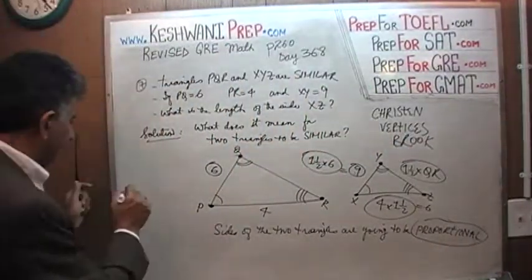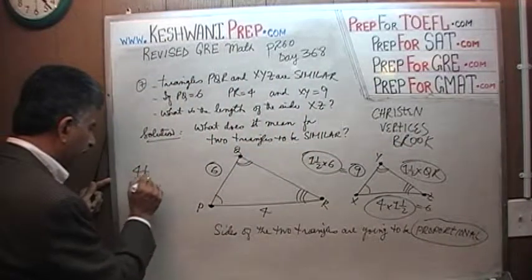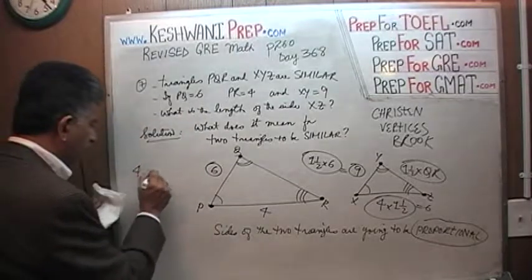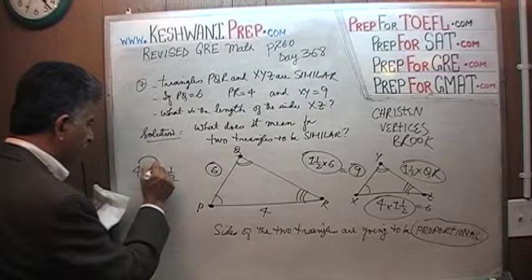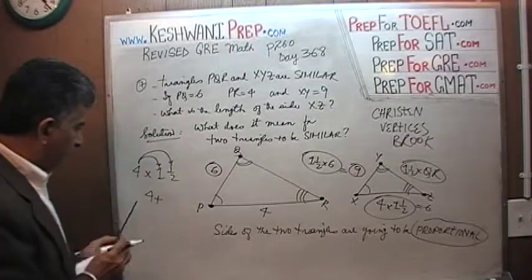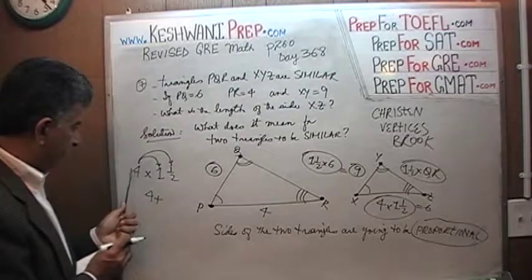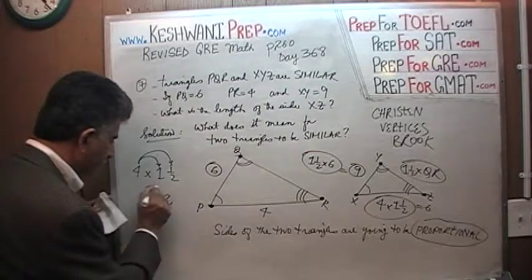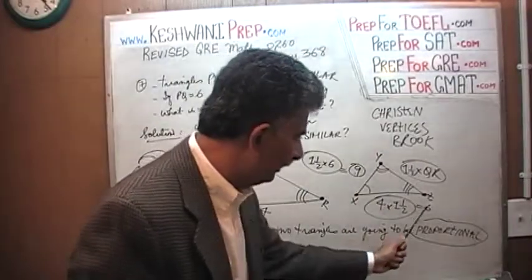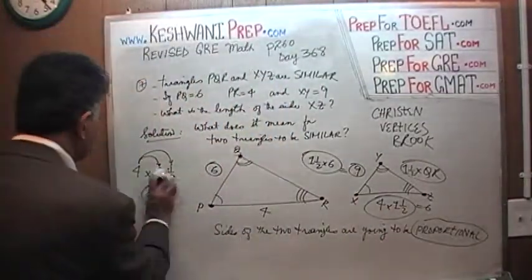4 times 1.5 is 6, of course, because 4 times 1 is 4, and half times 4, half of 4, is 2. So of course it is 6. So that's it, we are done. The missing side that they're looking for, X to Z, is 6.